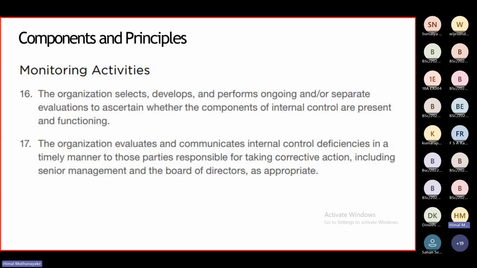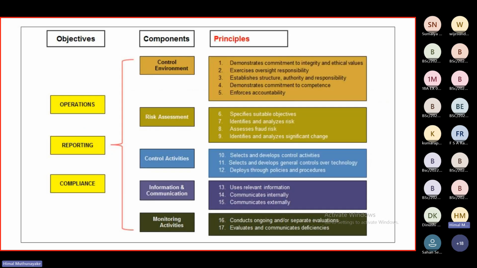So now you can understand that if you want a good internal control system in your company, you need to follow this internal control framework with 5 components and 17 principles. Through this, you can achieve the 3 objectives which are required to be achieved through internal controls. So when we are summarizing, this is what you have to remember when you are going for the examination.